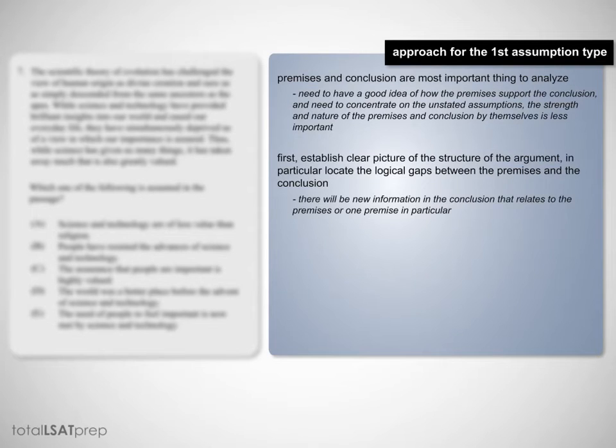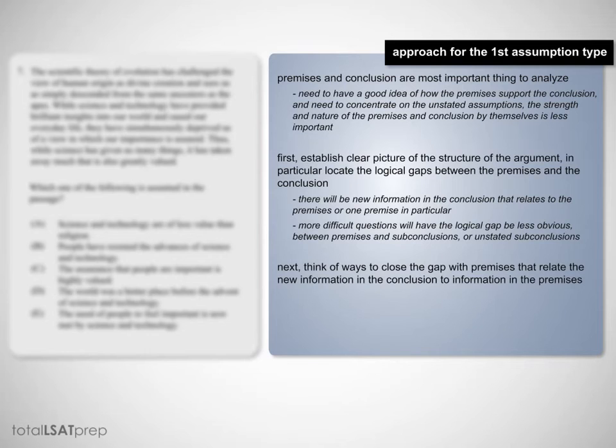There will be new information in the conclusion that relates to the premises or one premise in particular. The more difficult questions will have the logical gap be less obvious, between the premises and the subconclusions or unstated subconclusions. Next, you think of ways to close the gap with premises that relate the new information in the conclusion to information in the premises. So this kind of assumption allows you to move from premises to conclusion by making explicit the connection between them.